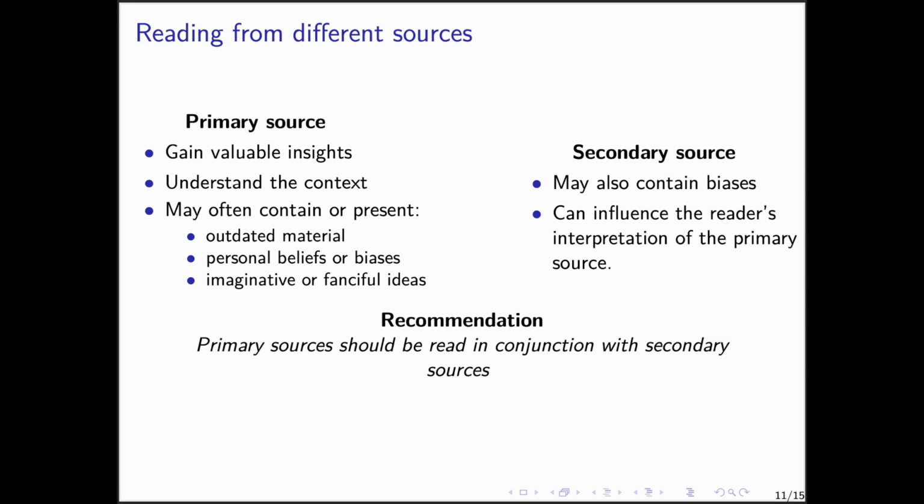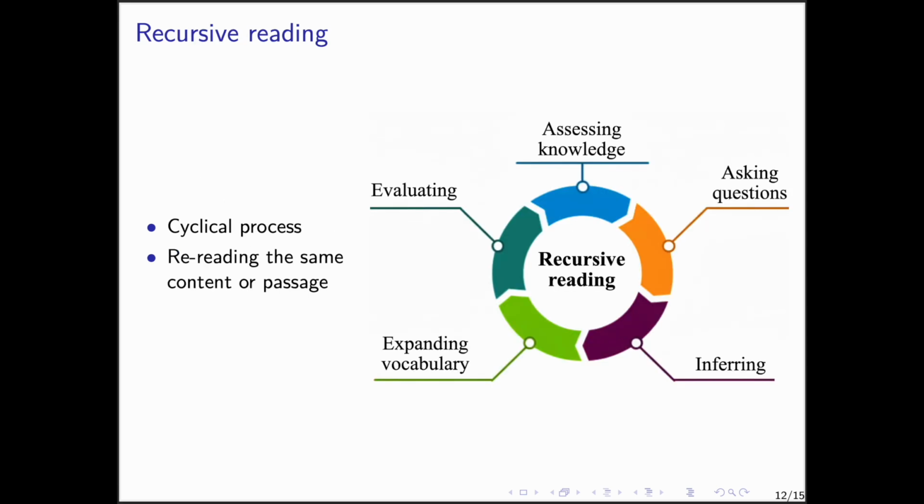Next is recursive reading. Recursive reading means that reading is not a one-time act. You often need to revisit the same text several times to make new connections and deepen your understanding. Each time you reread, you recall what you already know, ask new questions, infer meaning, learn new vocabulary, and evaluate the text more critically. This process turns surface-level reading into deep learning.